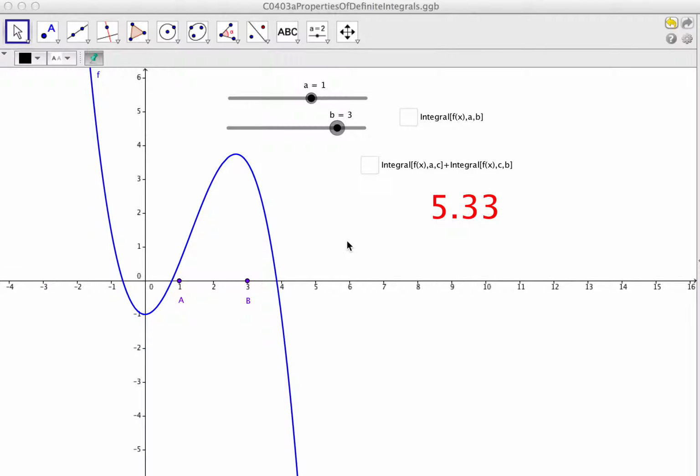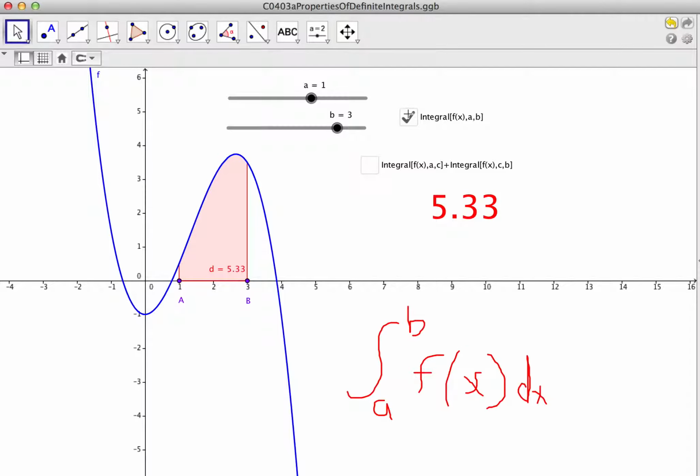Okay, we're going to look at some properties of the definite integral. The first is basically the integral from a point A to a point B on a curve. And if you notice, the area is 5.33 when I'm going from 1 to 3 underneath this curve.